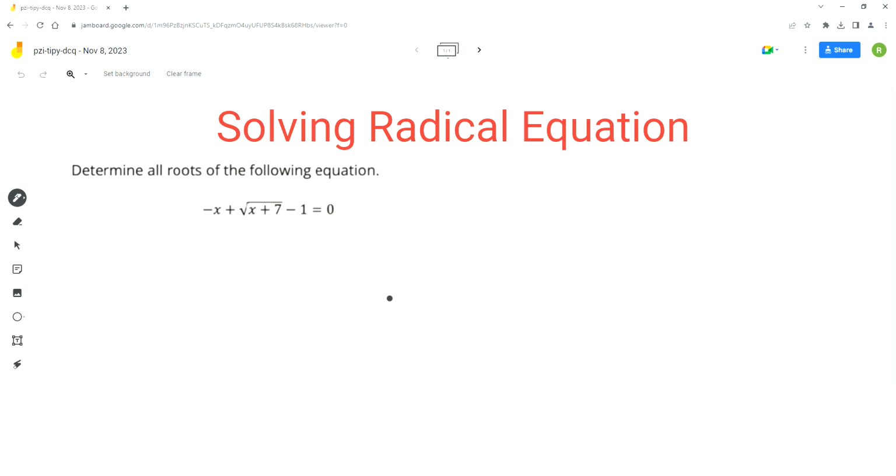Now this radical equation is made up of three terms. The first term is negative x. The second term is square root of x plus 7. And the third term is negative 1. Now the variable in this equation is x. So in order to solve this equation or find the roots of this equation, we have to isolate x.